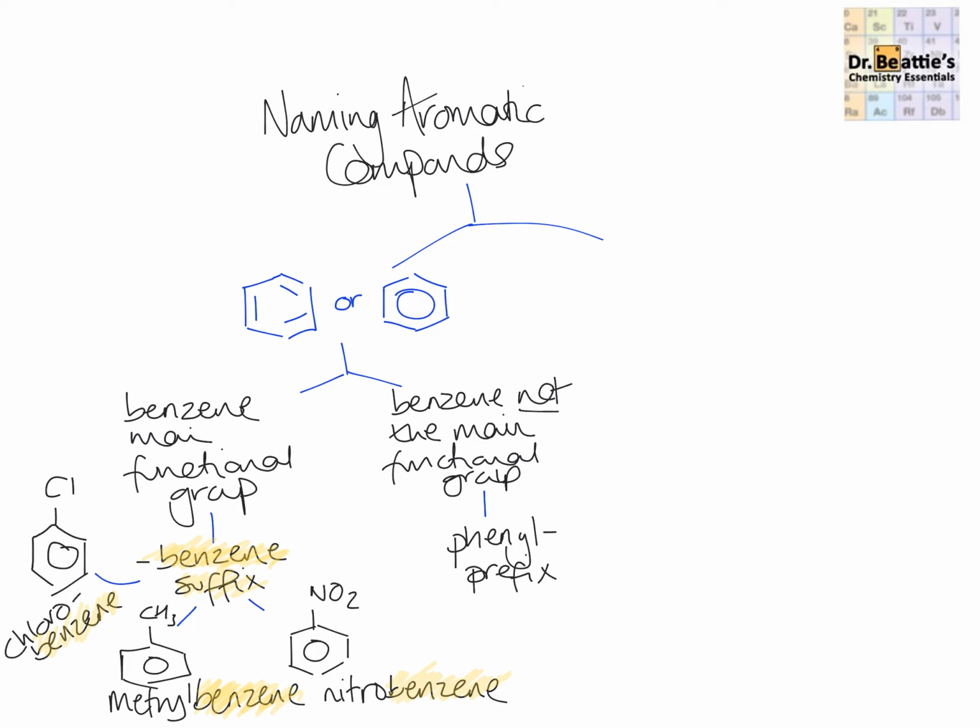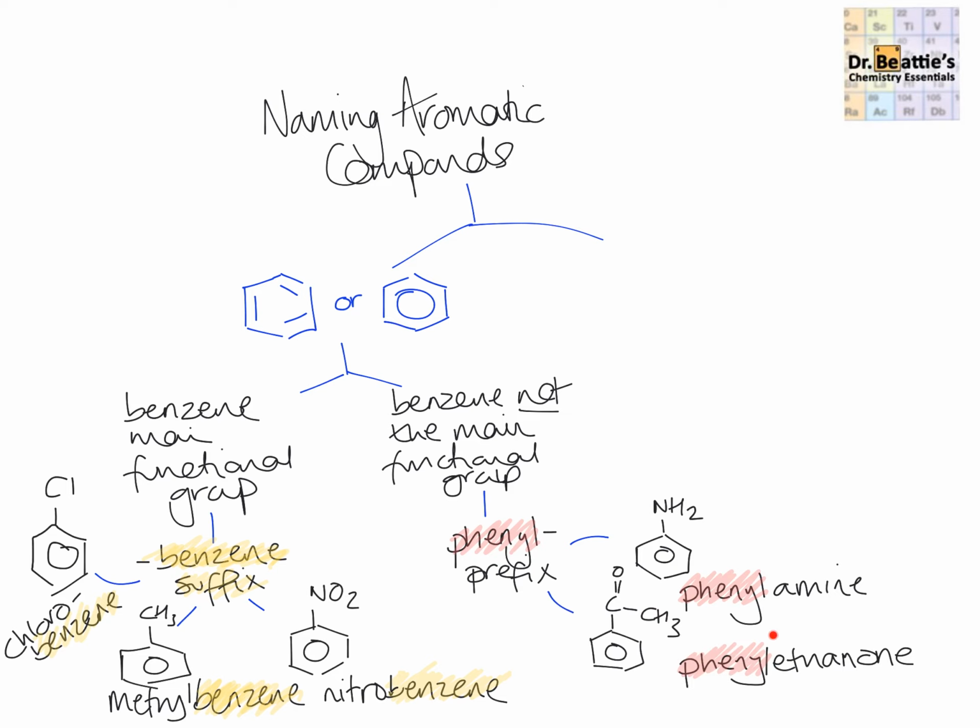There are many functional groups that are priority over benzene, so go via this route. These include amine groups. So here we have phenylamine, and we can see that we're using a prefix. Ketones are also high priority. An example is phenylethanone, with the ethan part of this being from the 2 carbons involved in the ketone.